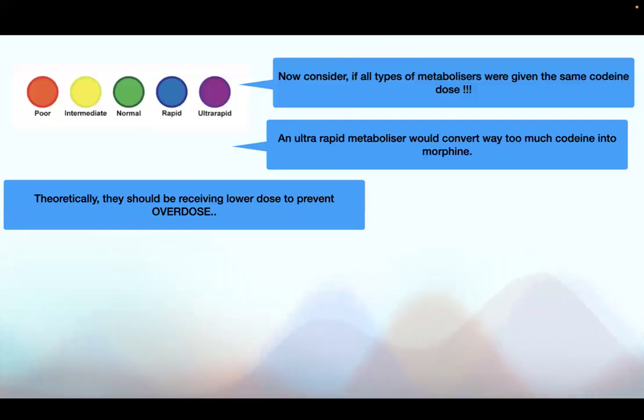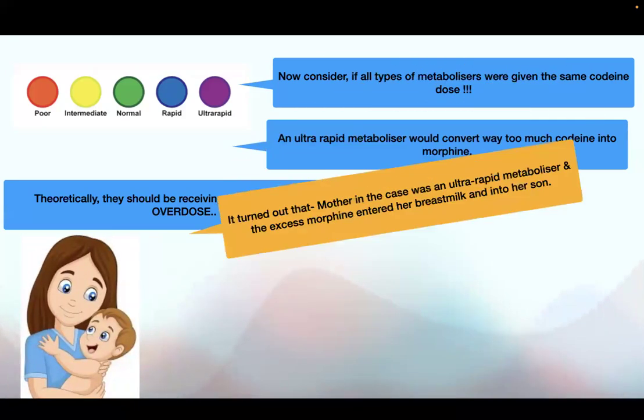Theoretically, they should be receiving a lower dose to prevent overdose. Now I think this is also making sense. If a patient is categorized as an ultra rapid metabolizer, then we have to give them a lower dose, because of preventing overdose. So let's look at this case.